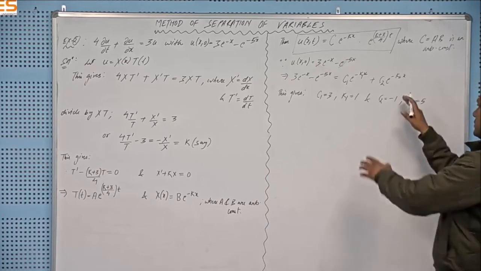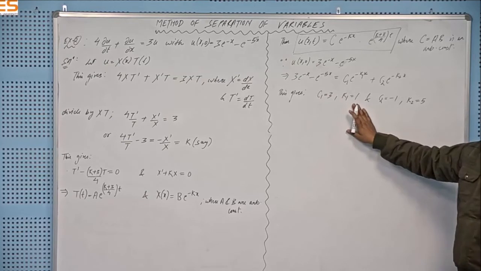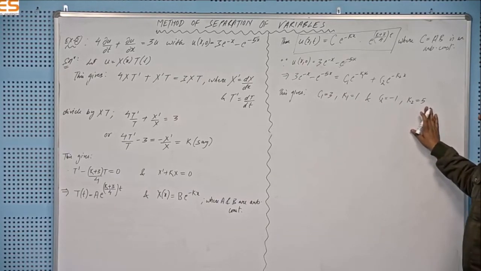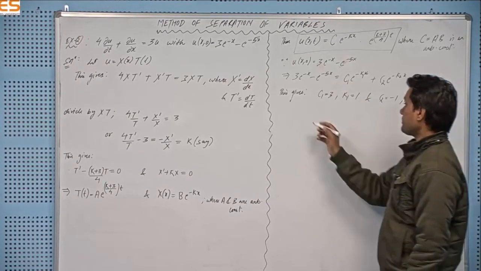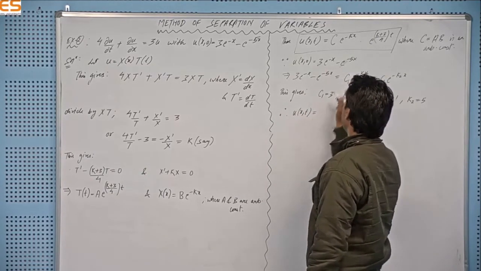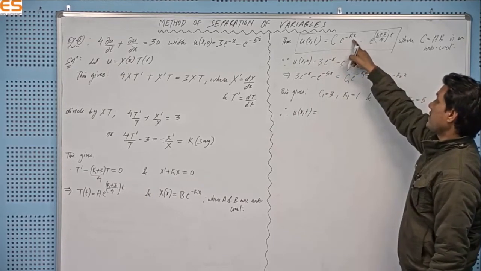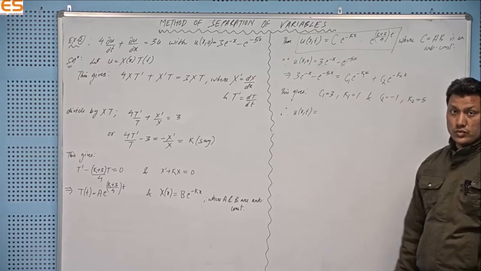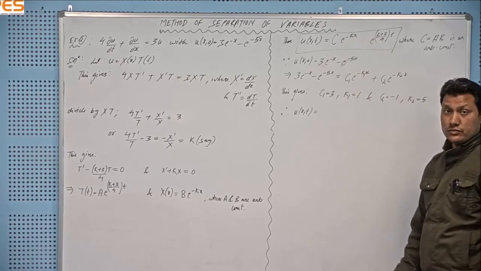And you cannot switch these C's and K's. If C1 is 3, then K1 is 1, fixed. With C2 equal to minus 1, K2 is equal to 5, fixed. Means as a pair of C and K, they are fixed. Therefore, the solution will take the form C times e to the minus kx, but I have got two C's and two K's, so I have to write the solution as a linear combination of two solutions, one in C1 K1 and the other in C2 K2.